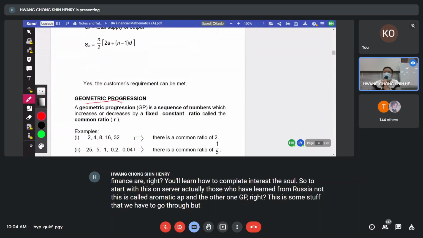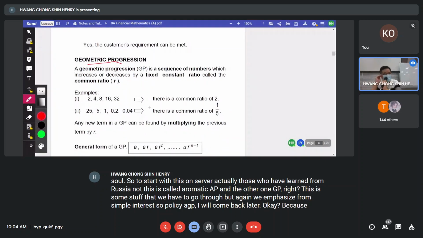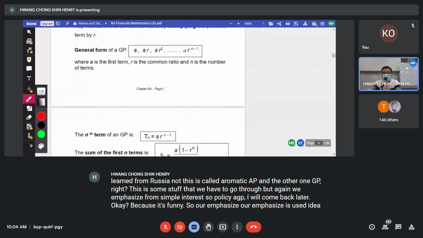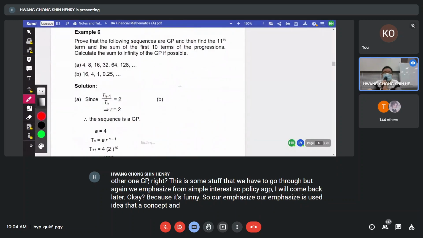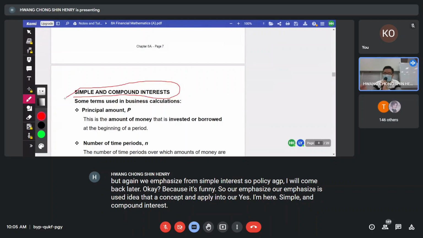But again, we will emphasize simple interest first. For this AP and GP, I will come back later, because this one is not our emphasis. Our emphasis is to use the idea, the concept, and apply it here. We start from here: simple and compound interest. So for AP and GP, I come back later.